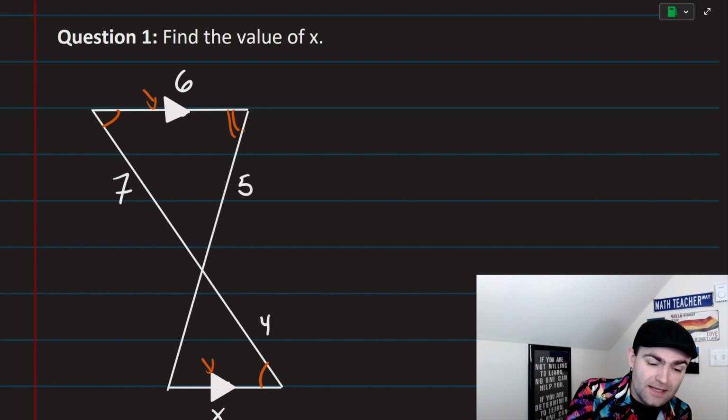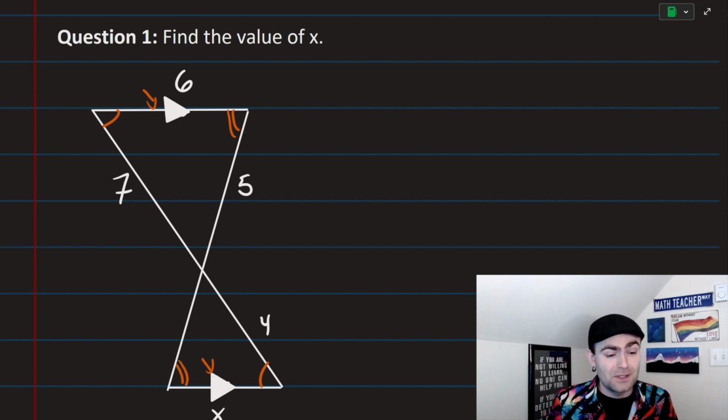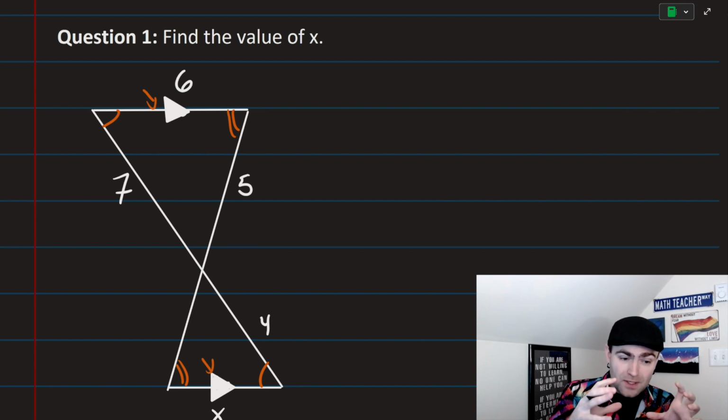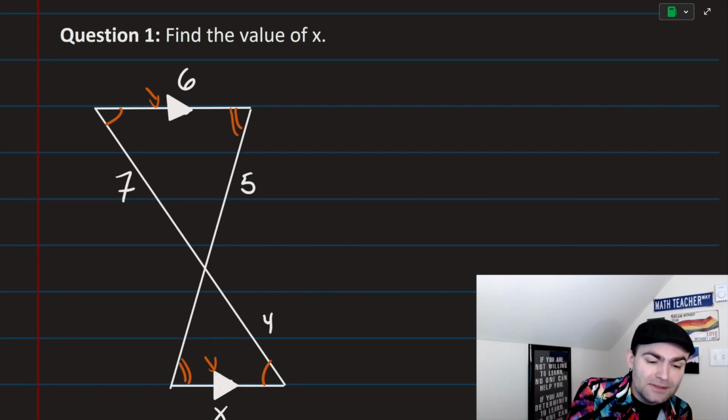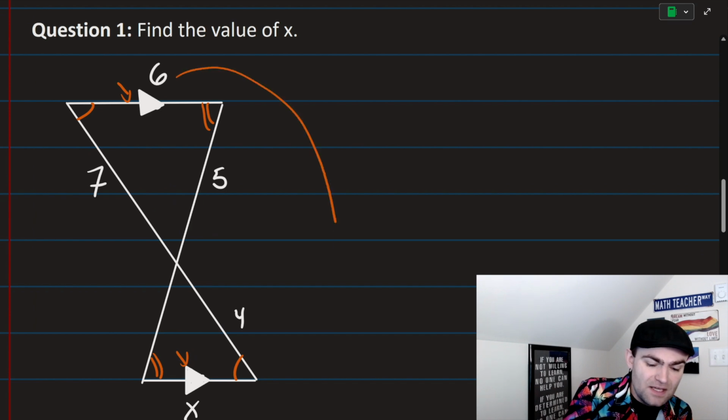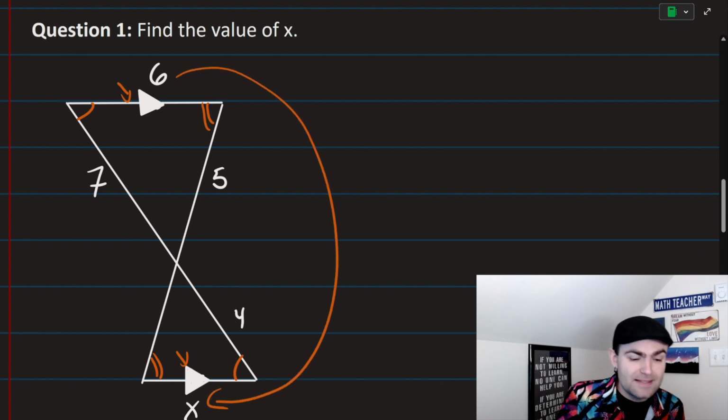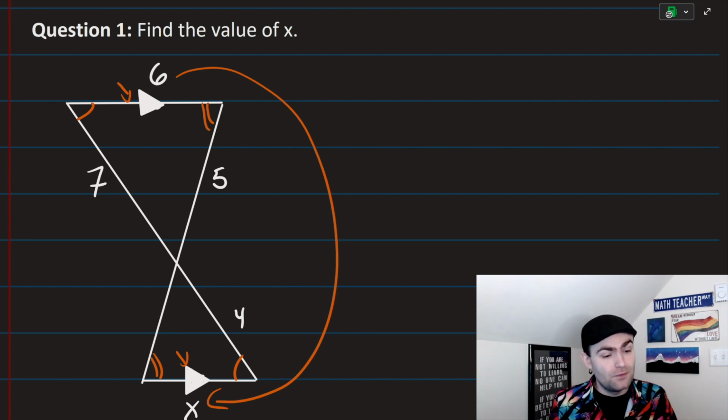Similarly, I know that this angle here and this angle here are congruent because they're alternate interior angles, which means that the big triangle at the top and the small triangle on the bottom are similar, which means that they're scaled copies of each other. So I can clearly see that this 6 side is being turned into the x. My question would be then, what is turning into the 4?